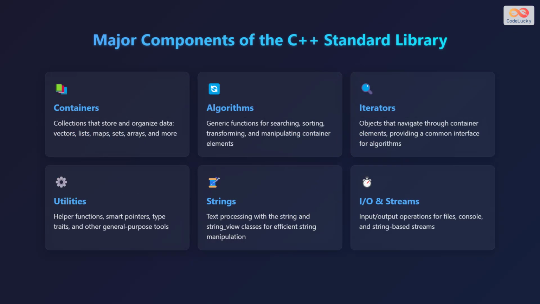The C++ standard library comprises several major components. First are the containers. These are collections that store and organize data, like vectors, lists, maps, sets, and arrays. Then there are the algorithms, which are generic functions for searching, sorting, transforming, and manipulating container elements. We also have iterators, which are objects that navigate through container elements, providing a common interface for algorithms.